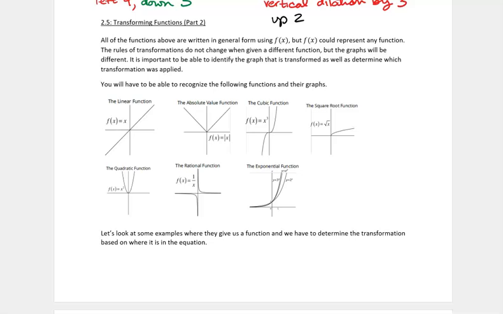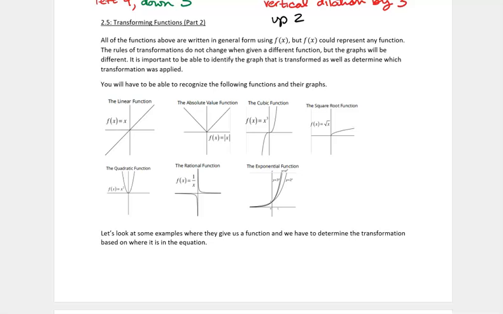All right, so now we're going to transform specific functions. No longer general, we want to know what these graphs look like. These graphs on your paper are all the functions we're going to learn about this school year, plus some. So it's not all of them, sorry. But it's a lot of the basic ones, and it's their parent functions.